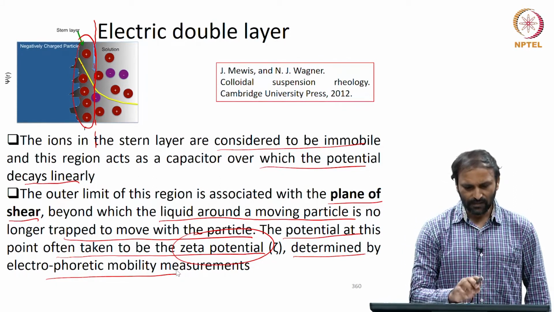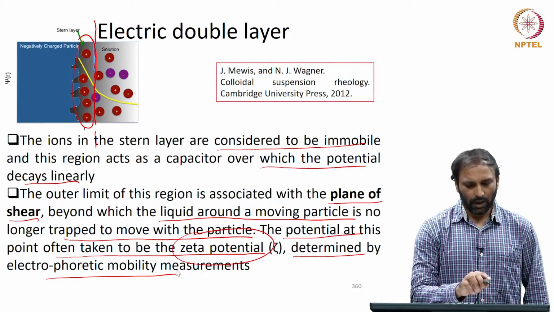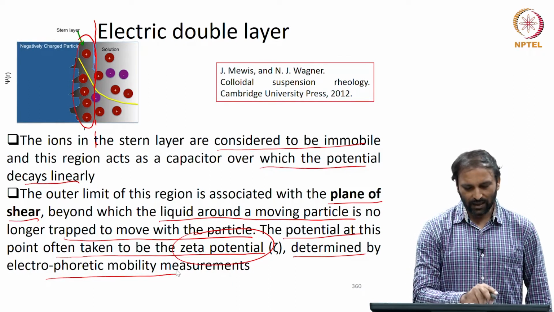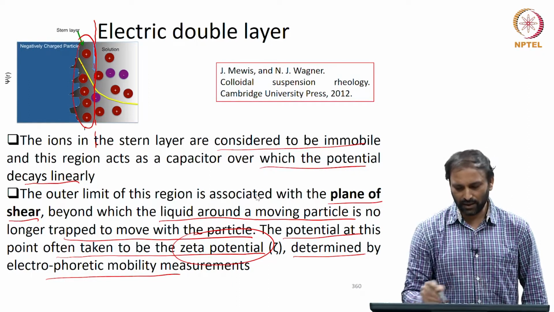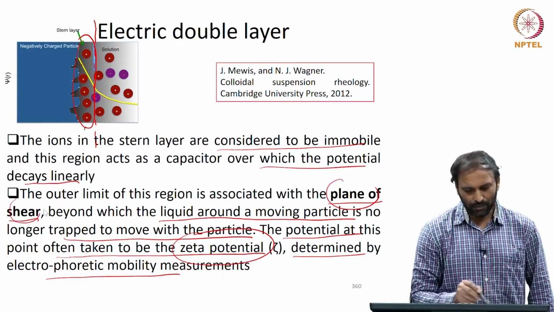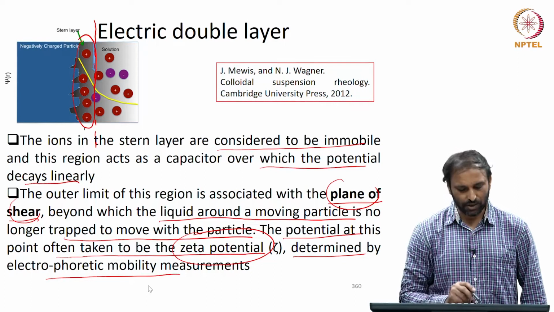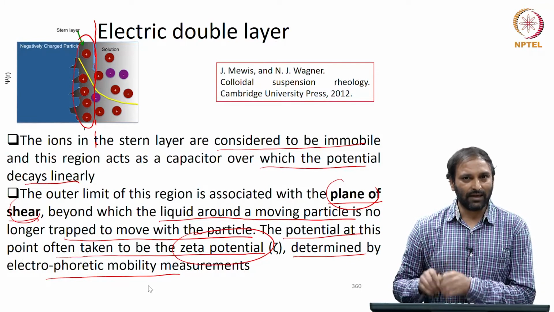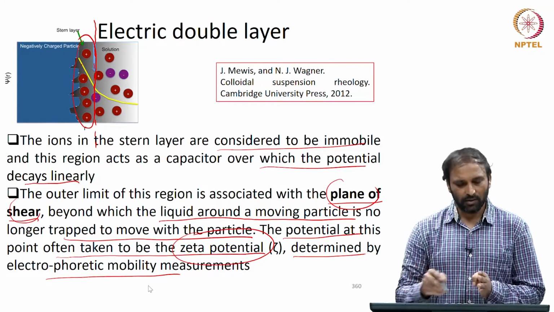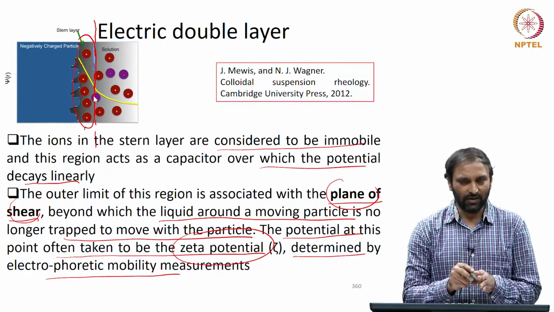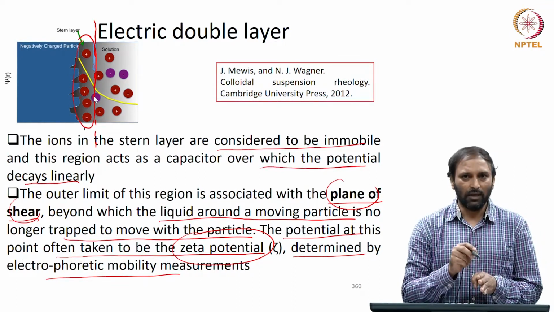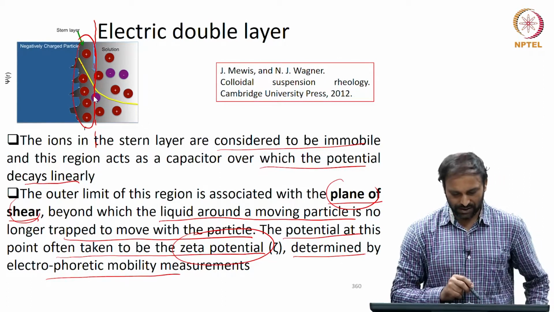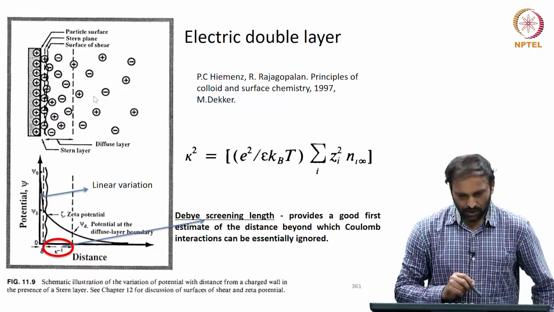So, just to sum up, there is a Stern layer in which the counter ions are strongly bound to the particle surface, and the outer limit of this Stern layer is what is called the plane of shear, beyond which the liquid around a moving particle is no longer trapped to move with the particle. That means, the liquid has kinetic independence beyond the plane of shear. However, within the Stern layer, the liquid does not have kinetic independence, because it moves along with the particle when the particle is set into motion.